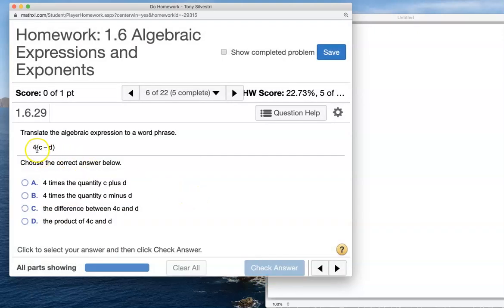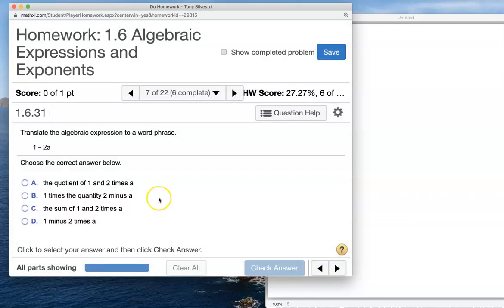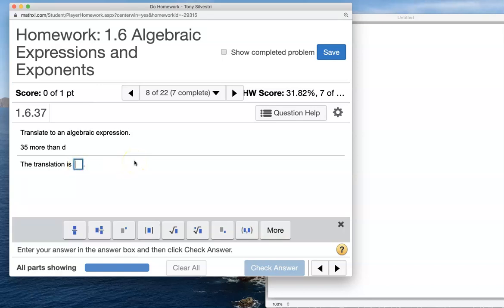Okay, now this is a quantity. I would say, before I even look at these answers, 4 times the quantity c minus d. 4 times the quantity c minus d, right there, just as I thought. Okay, now 1 minus 2 times a. Okay, wonderful. Now here comes the thing that you should have to understand. These are words, and we're going to convert that to an expression. The translation: 35 more than d. So you take d. 35 more than that is that. Take the point of view of the variable and work around the point of view of the variable. D, 35 more than that would mean I would have to add 35 to it.